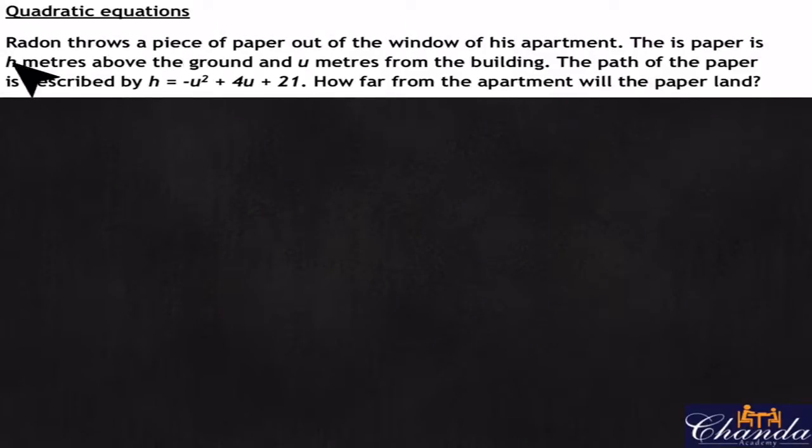The first question says that Raiden throws a piece of paper out of the window of his apartment. The paper is h meters above the ground and u meters from the building. The path of the paper is described by h equals minus u squared plus 4u plus 21. How far from the apartment will the paper land?